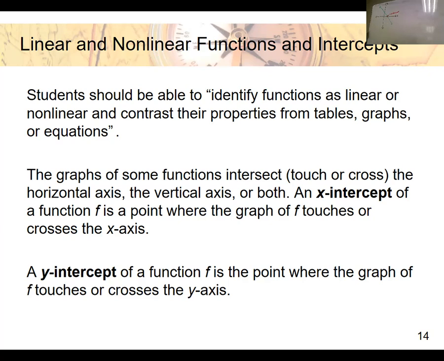And then the y-intercept of the function f is the point where the graph of that function crosses the y-axis. So here's the y-axis, and here's this graph where it crosses the y-axis at a point. That's called the y-intercept. Okay. So know the difference between an x-intercept and a y-intercept. The x-intercept crosses the x-axis at a point. The y-intercept crosses the y-axis at a point.